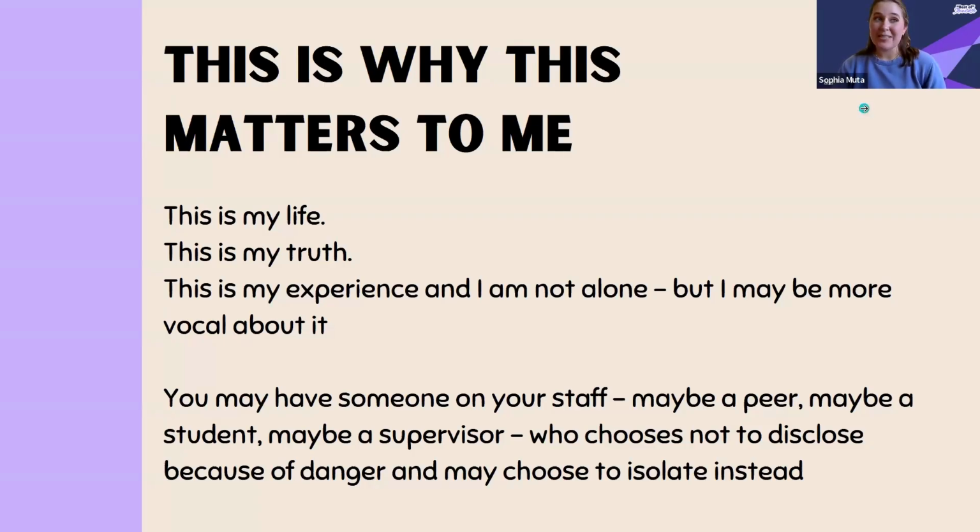You might have someone on your staff, maybe it's a peer, maybe a student, maybe a supervisor, who chooses not to disclose because of the danger that they may be in, not just because of their ability status, but because of all of their intersecting identities. They may choose to isolate instead. That's something to be aware of. And that's also something to respect, right, as their own decision and what they need to do for their own safety.